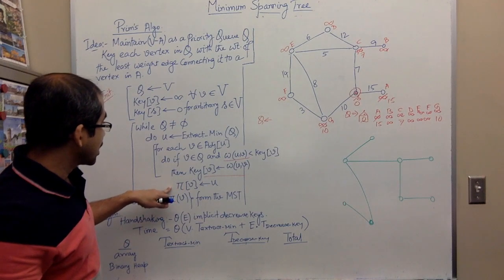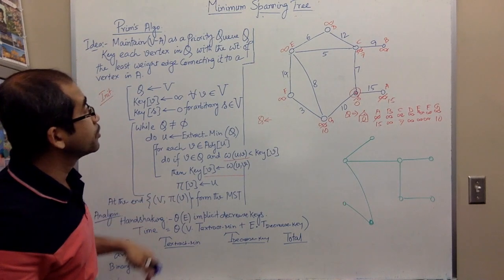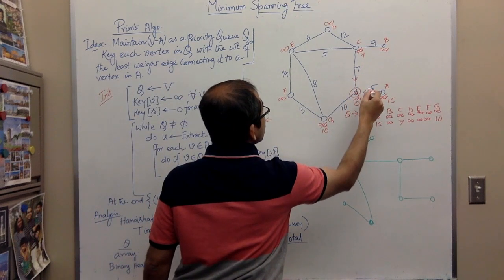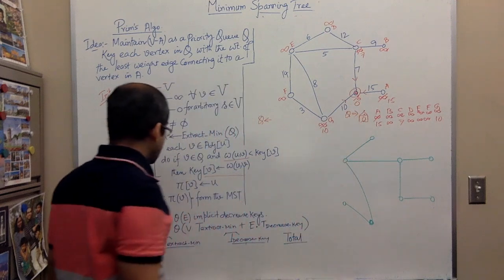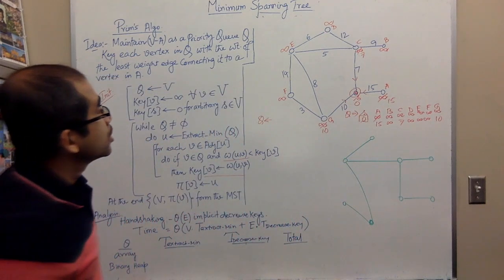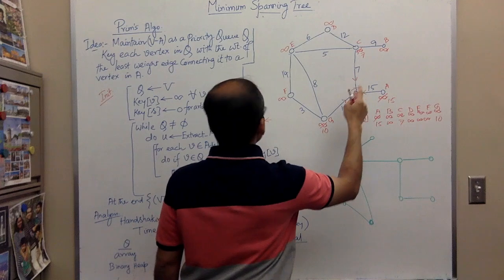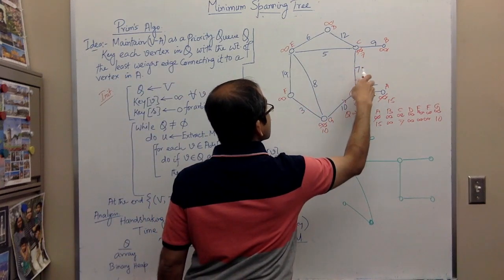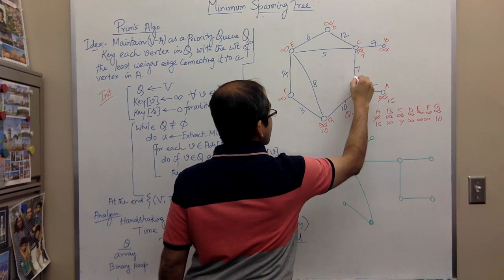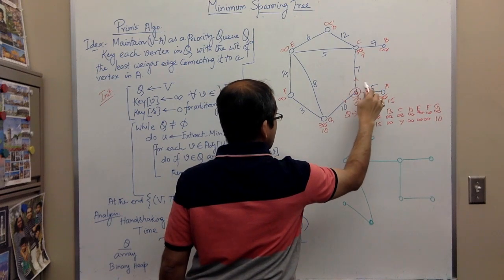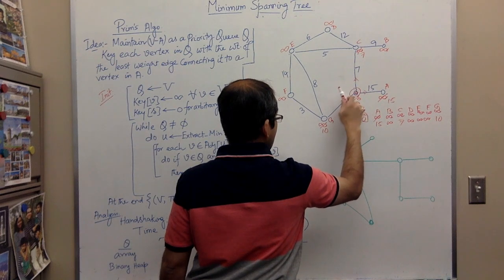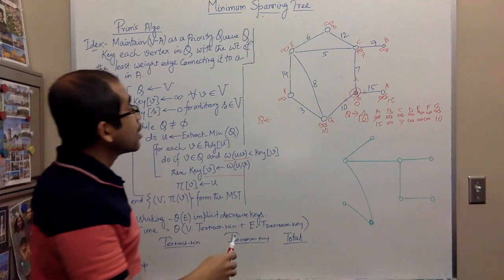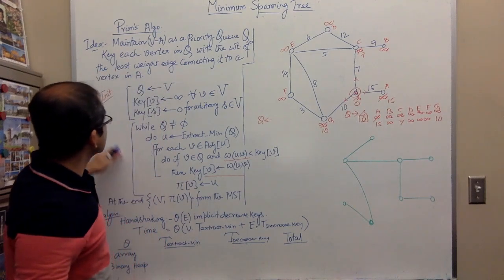Now I have done this. I set the pi of V to U, so this distance estimate has been calculated from this. So we set the parent of V to U. It's actually this way, doesn't really matter, this is just for drawing the final tree. Okay, so now again we start from the beginning.